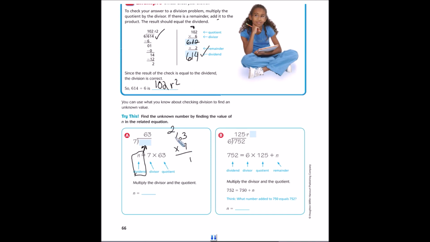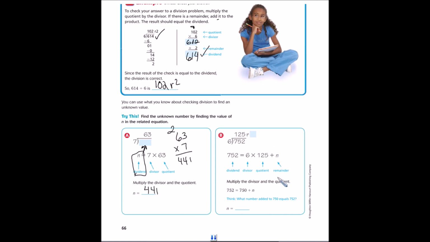Seven times 3 is 21. 6 times 7 is 42. Plus my 2 that I carried is 44. So I'm going to multiply my divisor and my quotient, and then my dividend is going to be 441.